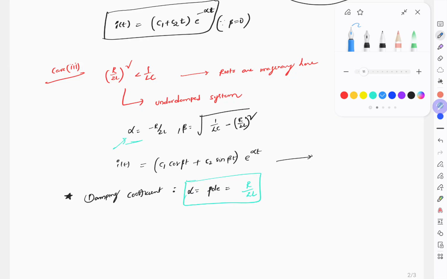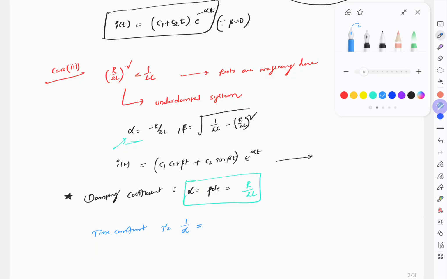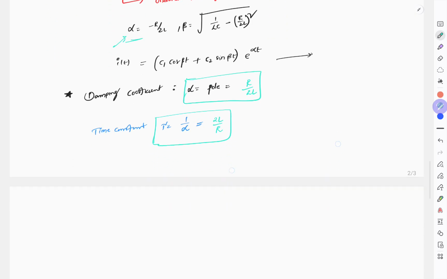And suppose you want the time constant: tau is always inversely proportional to the pole, 1 by the pole. Then how can you write it down? Tau is equal to 2L by R. This is how you need to write it down. Okay, you understood now. So the time constant is the inverse, 1 by the damping coefficient.